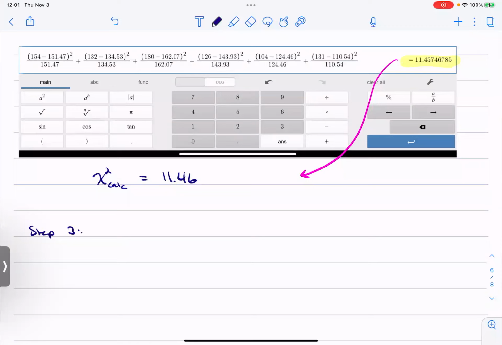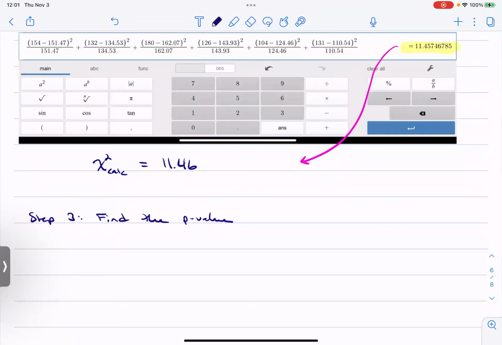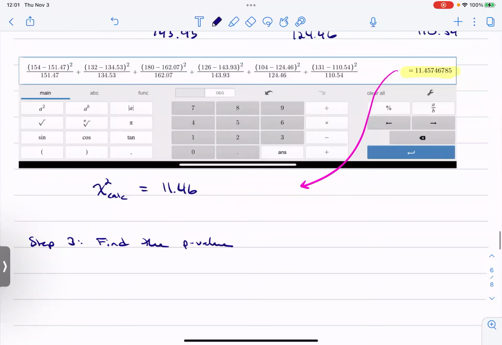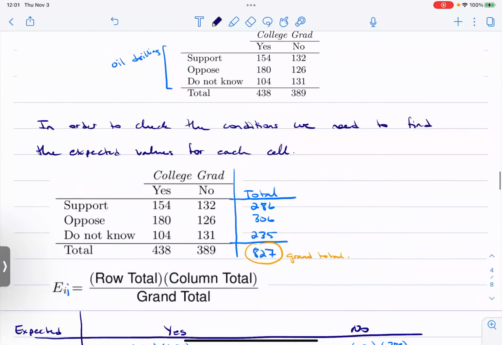Step 3, find the p-value. We're going to need the degrees of freedom to find the p-value. So that's on our formula sheet. Let's grab it from there.